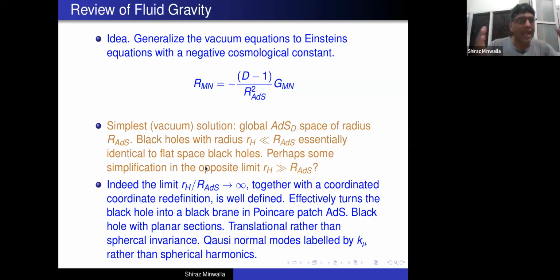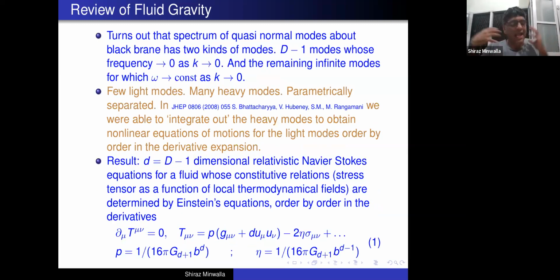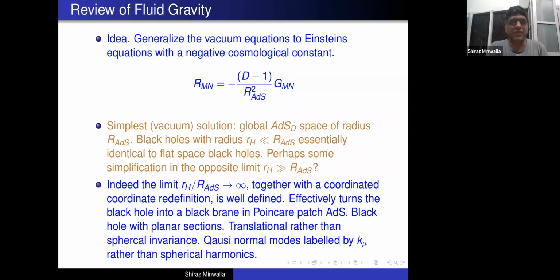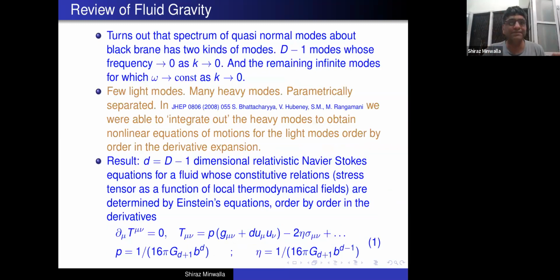This becomes planar, and instead of expanding modes in spherical harmonics, you can now expand modes in momentum eigenstates. In particular, if you compute the quasi-normal modes of this black hole in this limit in which it has become a plane, the spectrum of quasi-normal modes is parametrized by a momentum rather than angular momentum. And when you study the spectrum of quasi-normal modes of these black holes, you find something interesting.